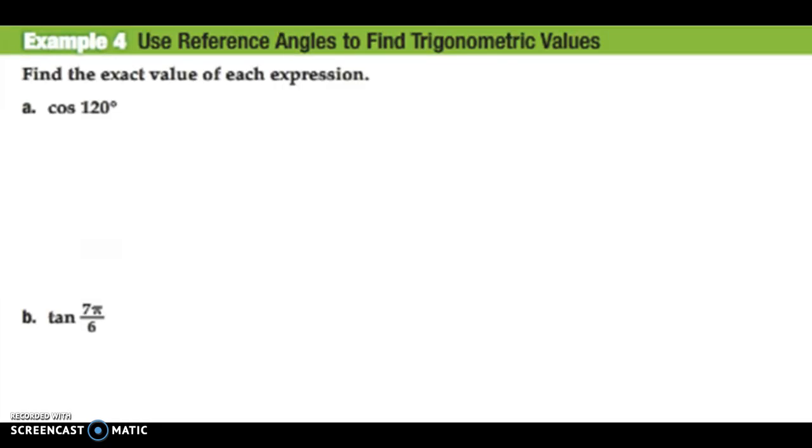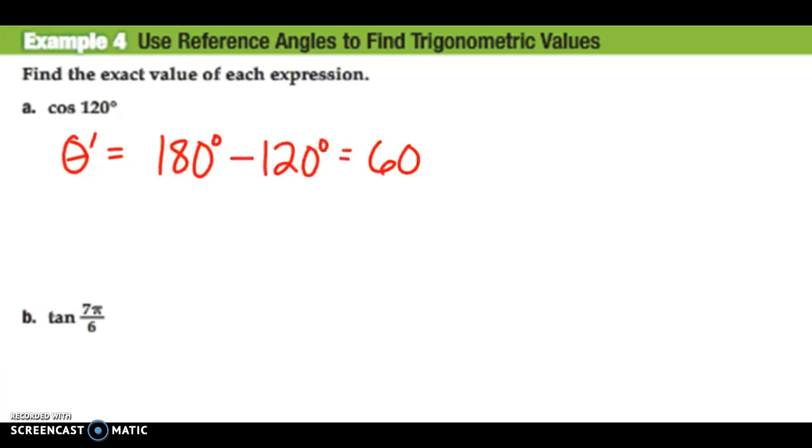So let's look at this one right here, cosine of 120 degrees. If we want to figure out what the cosine of 120 degrees is, we want to figure out what its reference angle is first. Well, our reference angle, when it's in the second quadrant, we're going to take 180 minus 120 degrees. And that ends up being 60 degrees. So our reference angle is now 60 degrees. So really what we have to find is what the negative cosine of 60 degrees is.